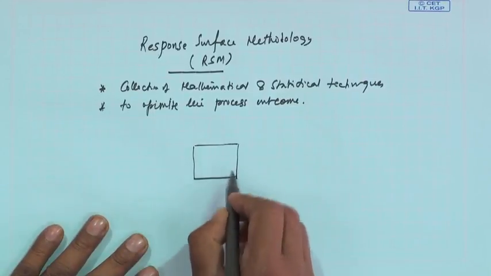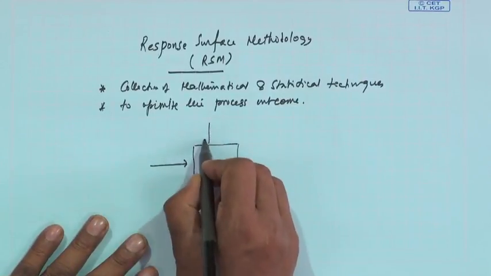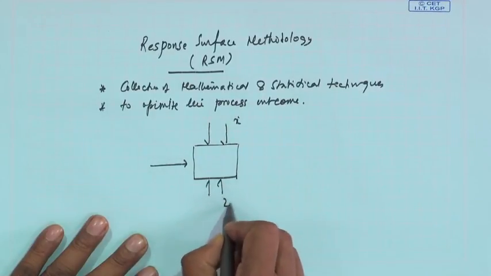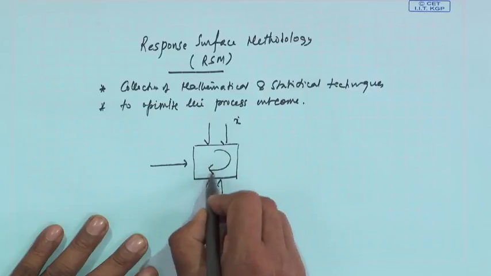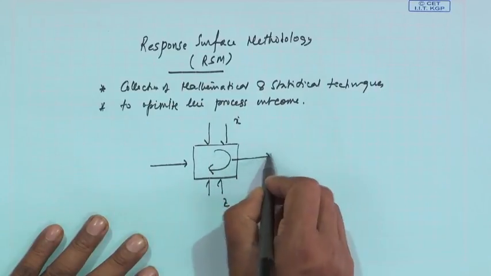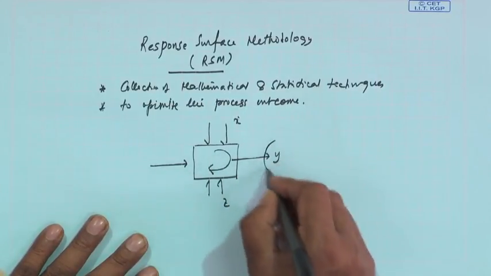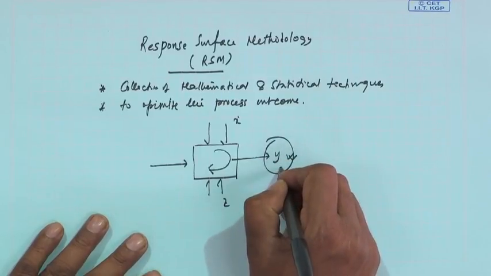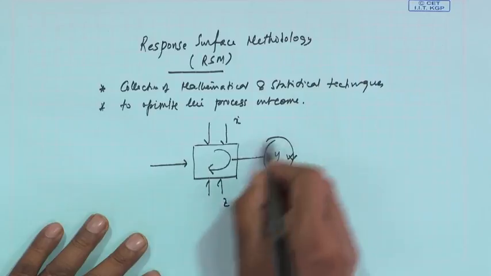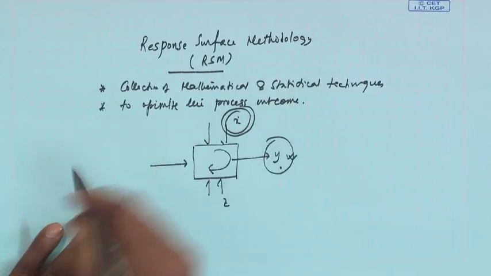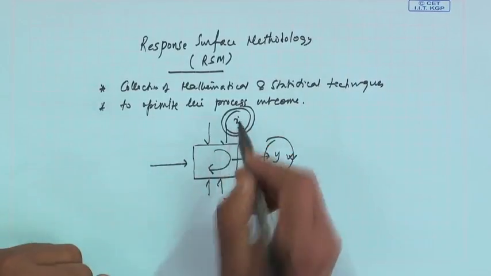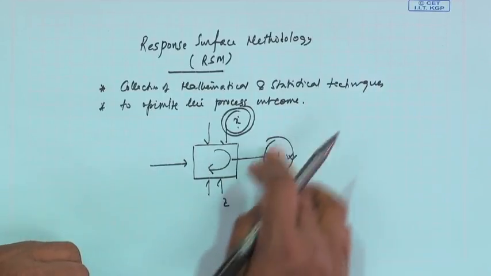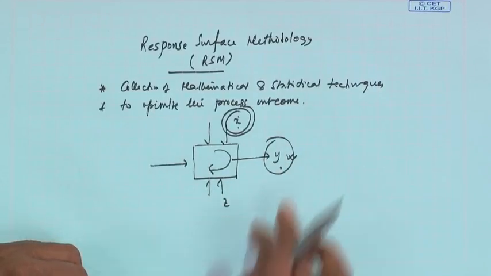This is my process: inputs, controllable x, uncontrollable z, process steps, and you get the output. Now, the question is that I want to optimize this output. So, where to set x? What is the zone of x, so that you will get the optimum y?